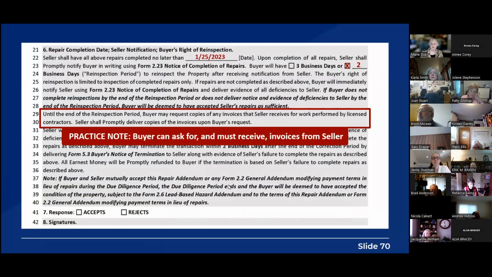If the due diligence period ends, so we've actually written in here because sometimes we say the price is going to be $5,000 off in lieu of a repair of some sort. That is written in here that says modify payment terms in lieu of repairs. It's in there now so that you can't just say changing the price and not say why. You have to put it in there. If buyer and seller mutually accept this repair addendum, that will now be a part of the transaction.